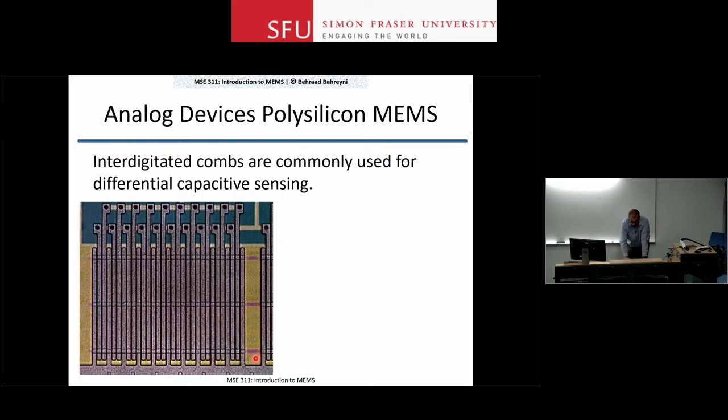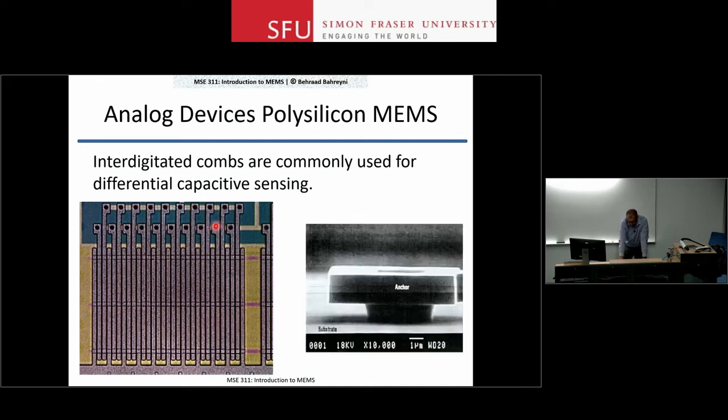So the top view looks like this. Again, as I said, you have a moving finger. So this long one here is your moving finger, and then you have two fixed electrodes that you use to measure the relative displacement. From the side, the anchor area for each one of these electrodes looks like this. So they're basically a little bit above the surface.